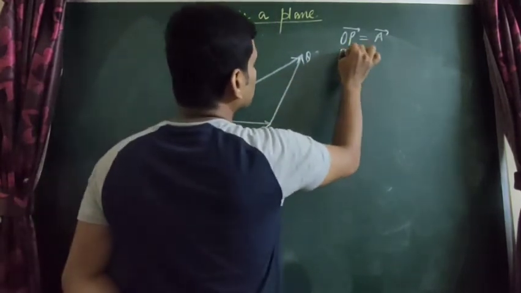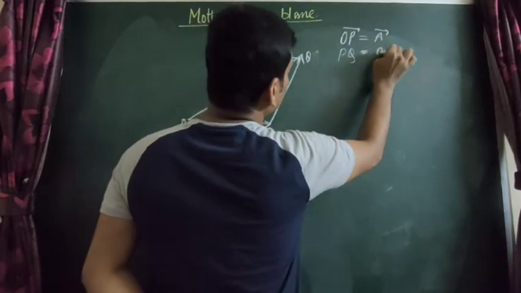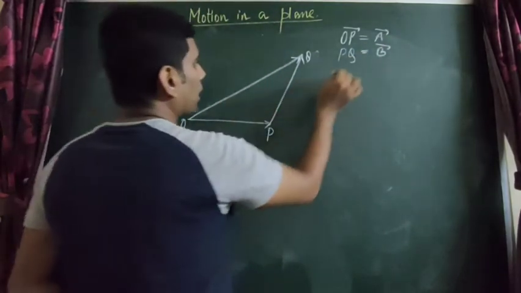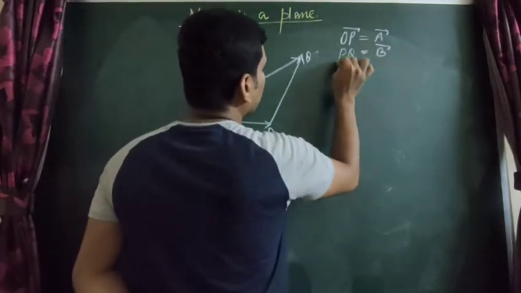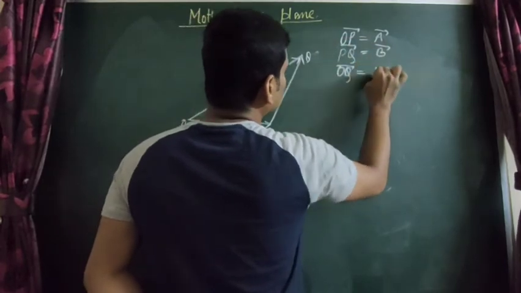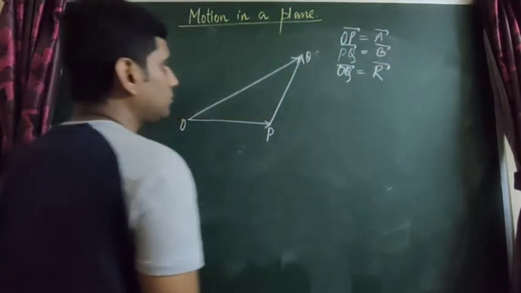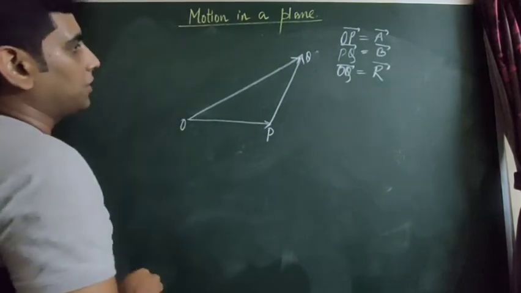Vector PQ represents the B vector, which are added to get the resultant vector OQ, which is the resultant R. The result of that vector addition of the vectors.